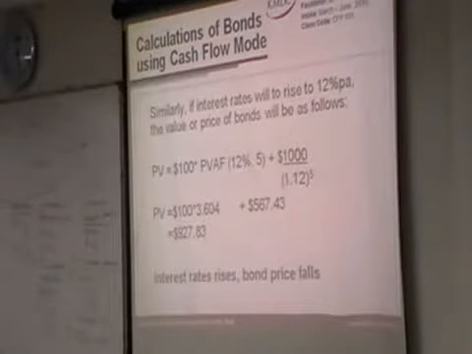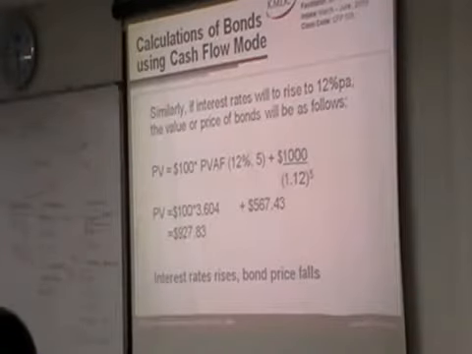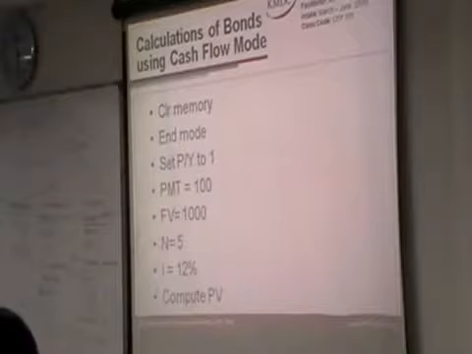Likewise, you try if it's 12%. Alright, if it's 12%, you get 927. Alright, both methods: the time value of money method and the cash flow method. Now try. What are the difficulties? Please raise your hand.